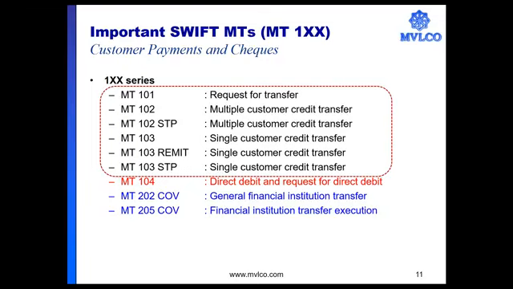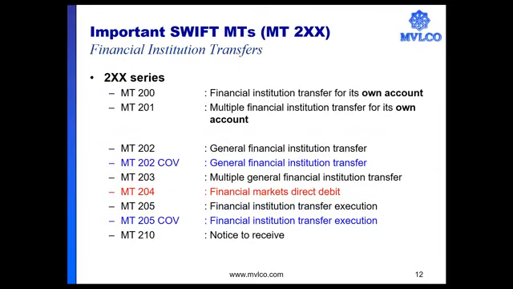Now let's understand what is customer payment and checks before we move to type 2. If any party in the payment chain is a non-bank entity, in that case, I would use series 1 for making the payment. And if all the parties in the payment chain are banks, I will use series 2. The series 2 messages, I have divided them into two parts. As we said, series 2 is used when every party in the payment chain is a financial institution.